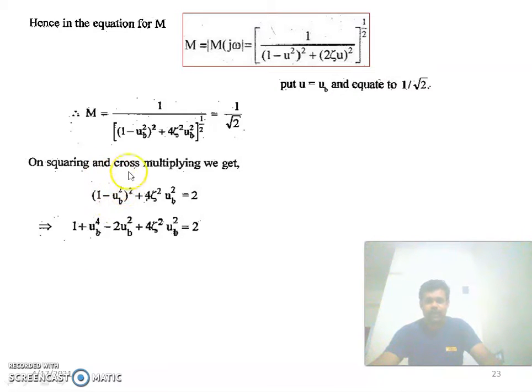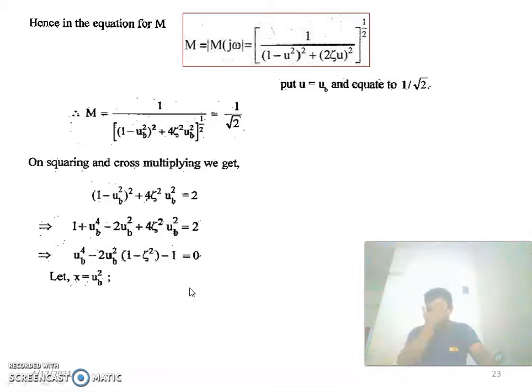So this is of the form a minus b the whole square, and we are expanding a square plus b square minus 2ab plus 4 zeta square ub square is equal to 2. From these two you are taking 2 ub square common, so you will be getting ub to the power 4 minus 2 ub square into 1 minus 2 zeta square minus 1 is equal to 0. Then we are taking ub square is equal to x. So you will be getting x square minus 2 into 1 minus 2 zeta square into x minus 1.